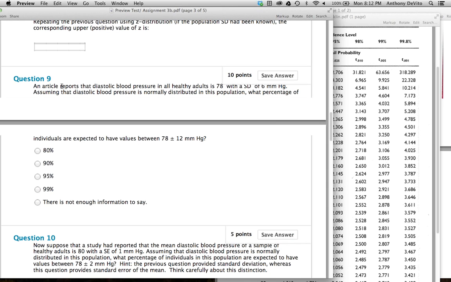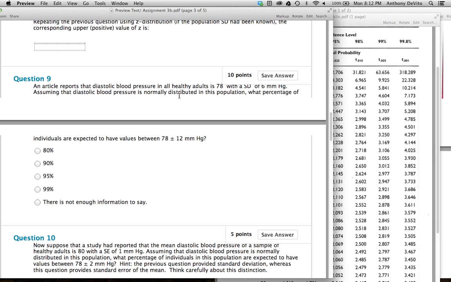Okay? Okay, an article reports that diastolic blood pressure in all healthy adults is 78 with a standard deviation of 6 millimeters of mercury.